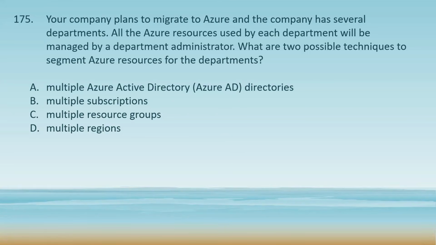To segment Azure for different departments, you can use multiple subscriptions and multiple resource groups. Each department can have its own subscription to isolate resources and billing, and within each subscription, you can further organize resources using different resource groups to manage and control access and permissions. Now let's look at why other options are not right. Multiple Azure Active Directory directories and multiple regions may not be necessary for segmentation in this context, although they can be used for other purposes such as identity management and geographic redundancy.